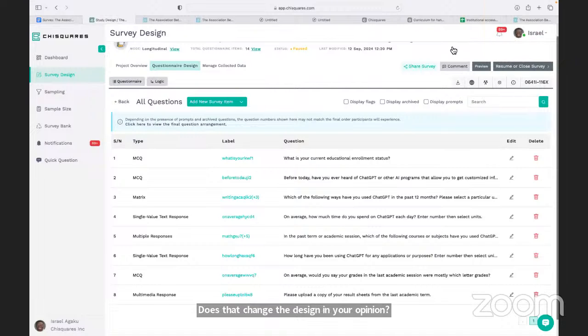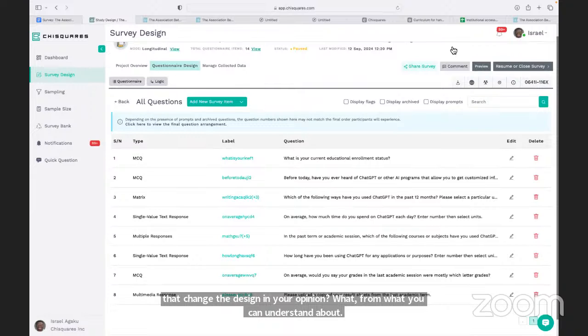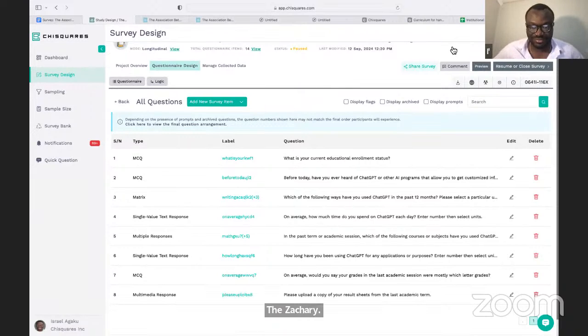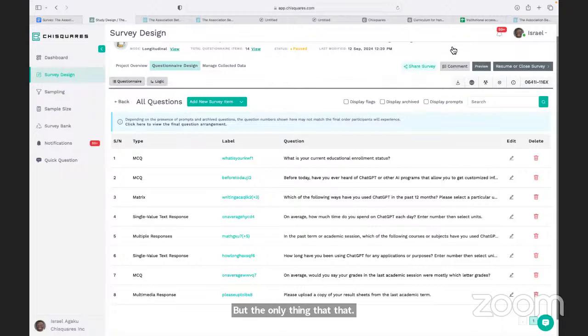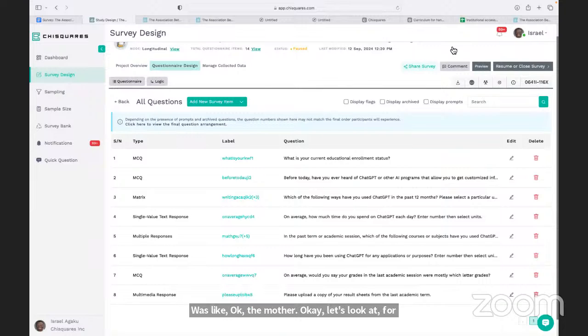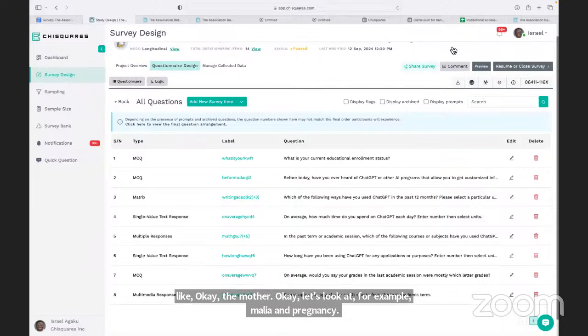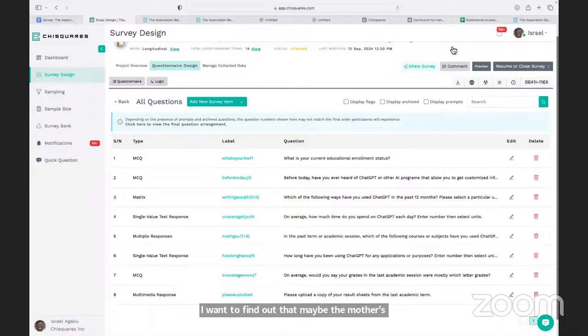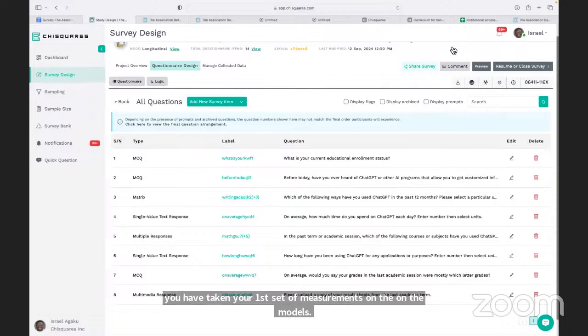Well, it's definitely from the same person. It shouldn't. But the only thing, sorry sir, is the outcome. We didn't go into specifics, but let's look at, for example, malaria and pregnancy. I want to find out whether the mother's exposure predicts the neonates coming down with malaria. So you have taken your first set of measurements on the mothers, but now you are checking their neonates, their newborns.